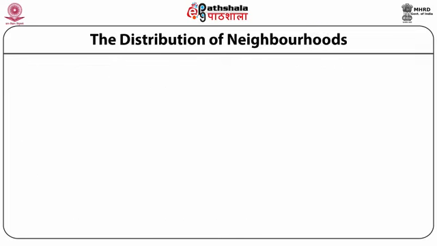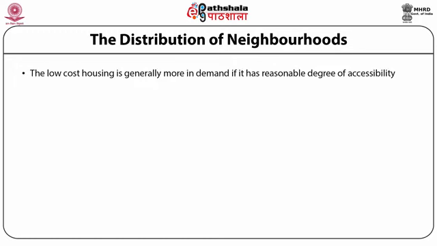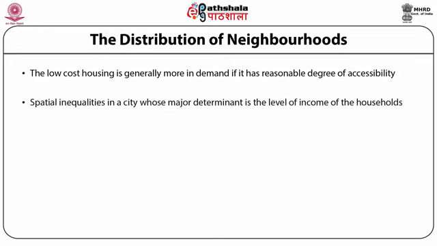The distribution of neighborhoods. As we have discussed, low-cost housing is generally more in demand if it has a reasonable degree of accessibility. However, we can easily observe spatial inequalities in a city whose major determinant is the level of income of the households.